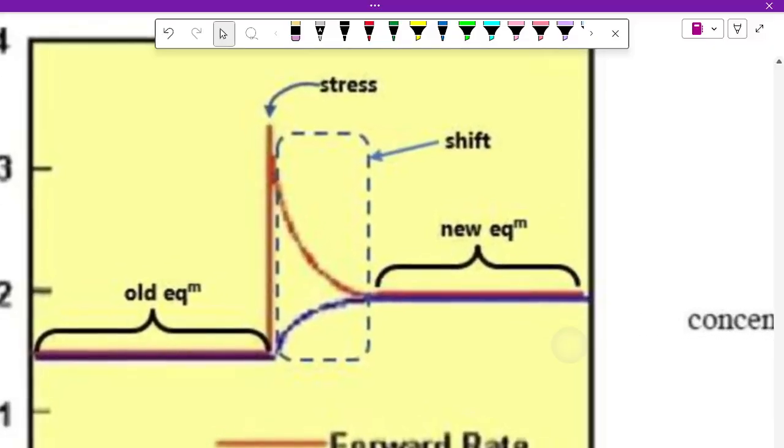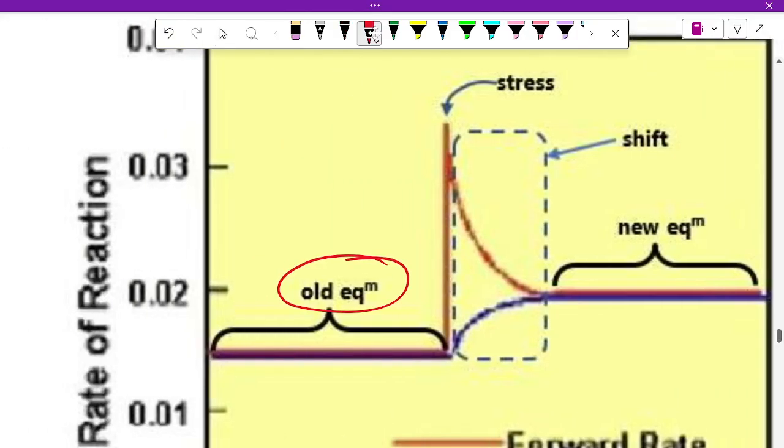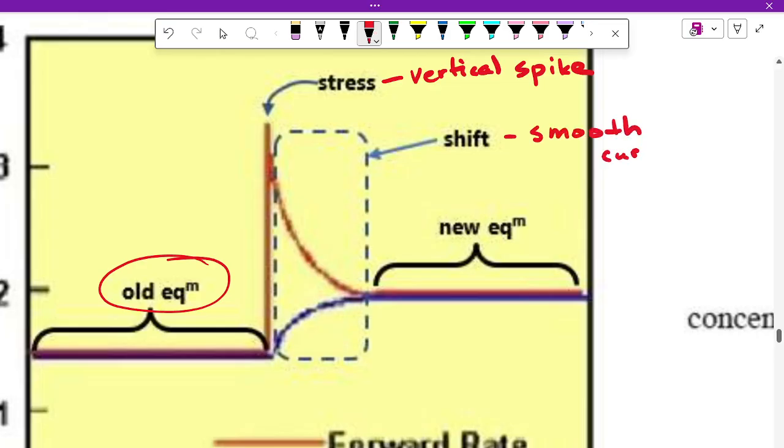Hopefully you remember from last week, we start usually with an old equilibrium where the two rates are equal. This one is a rate diagram. So we have our rate there. And then we have a stress. Remember, stresses show up as vertical spikes. And then the shift is the smooth curve. And then the new equilibrium, the two rates are the same again.